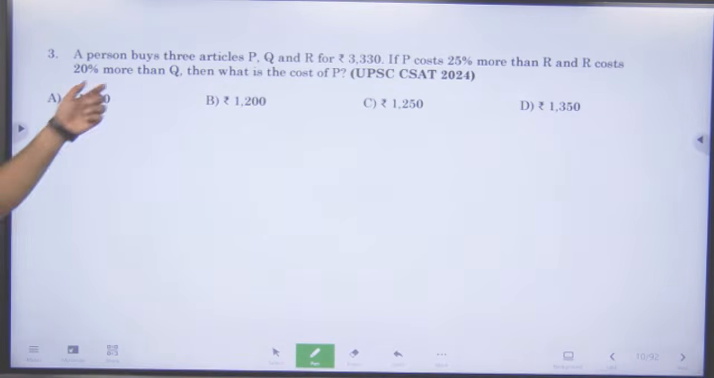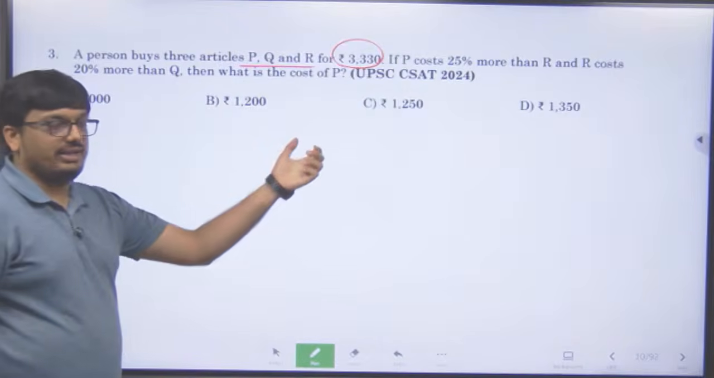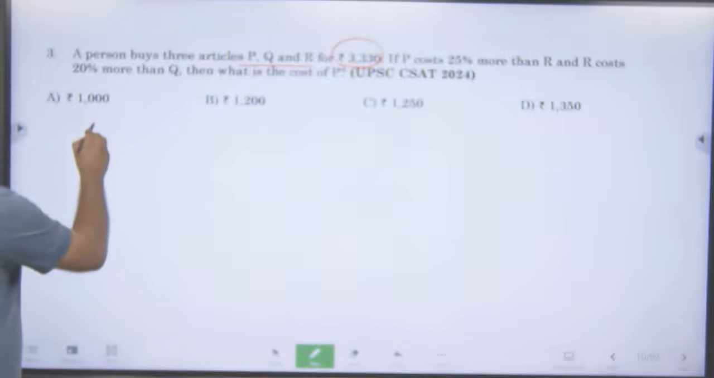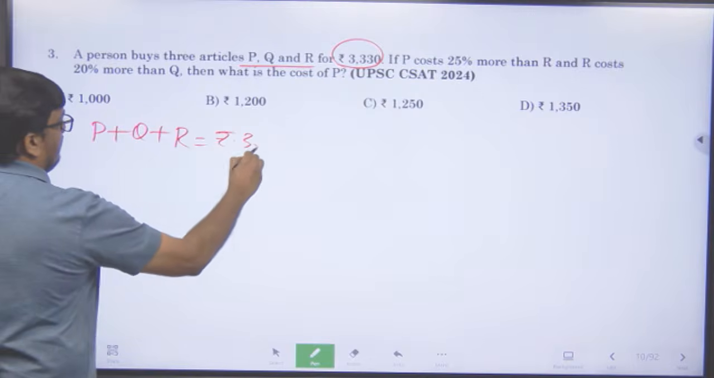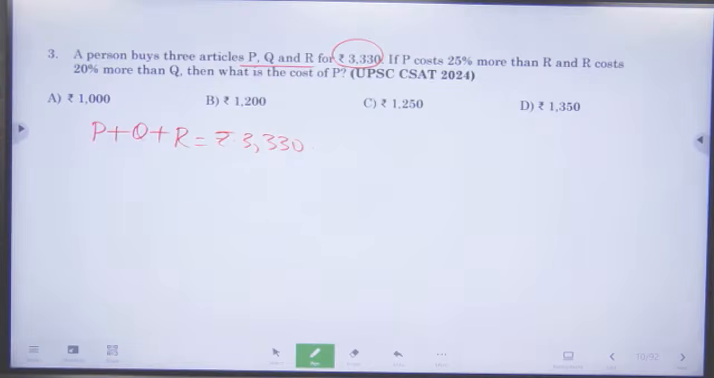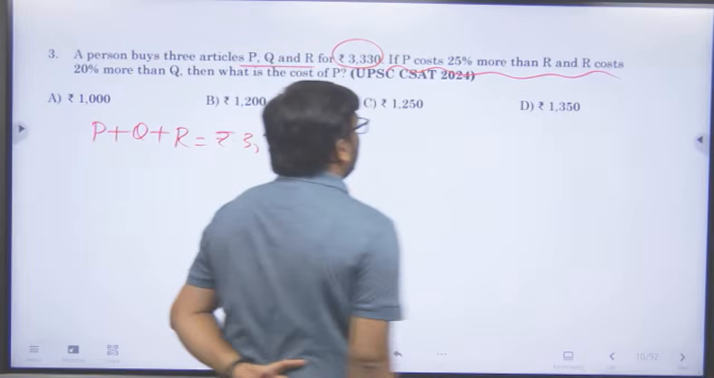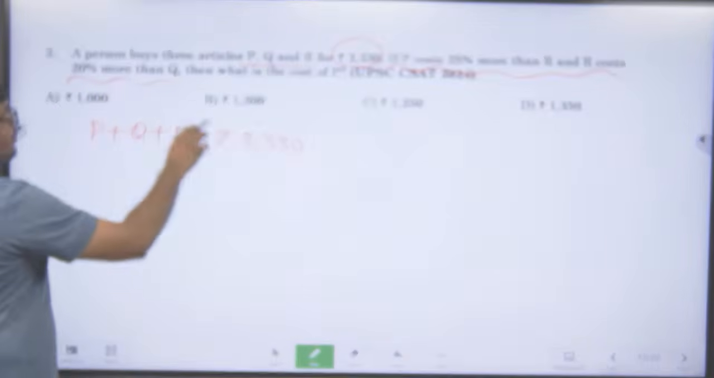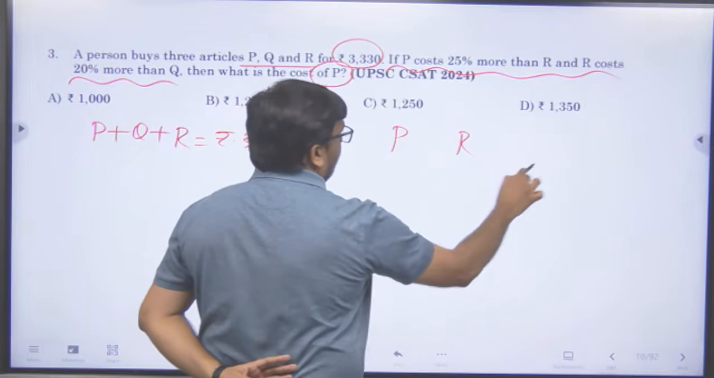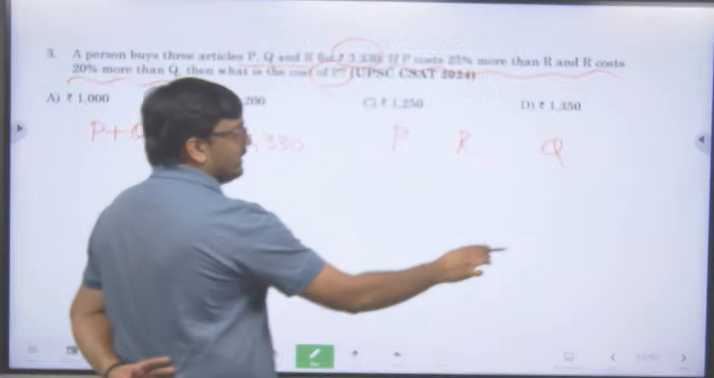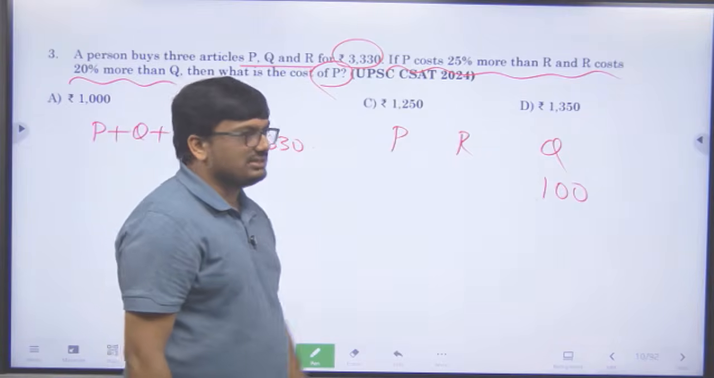Next, a person buys 3 articles P, Q and R for rupees 3,330. Means total cost of all these 3 articles is 3,330. If P costs 25% more than R and R costs 20% more than Q, you should find the cost of P. I am comparing P with R, finally R with Q. So base is Q, reference is Q. Since it is percentages, take value of Q as 100.